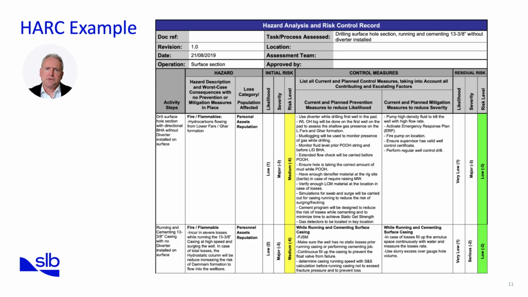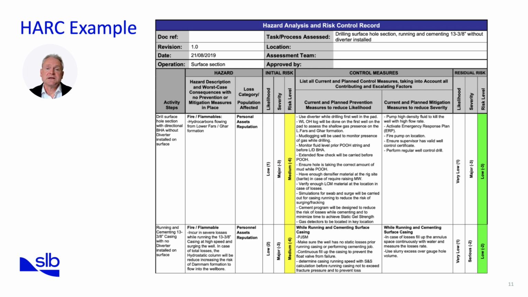This HARC example is for a drilling of surface hole section, running and cementing 13 3/8 inch without the diverter installed. Let's focus on the first activity step, drilling the surface hole section with a directional BHA without a diverter installed on surface. Starting at the left, we see the hazard description identifies the risk of fire or flammable events, specifically hydrocarbons flowing from the lower FARS or GAR formation. Without a diverter, which normally channels unexpected flow away from the rig floor, the consequences could escalate quickly.